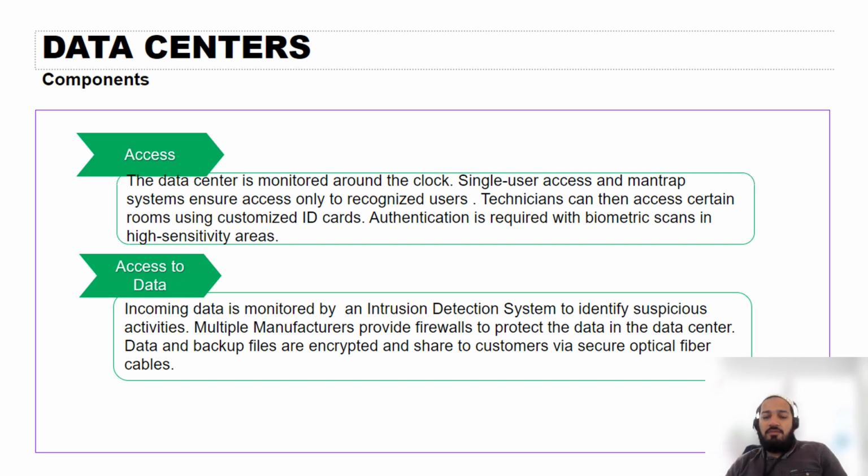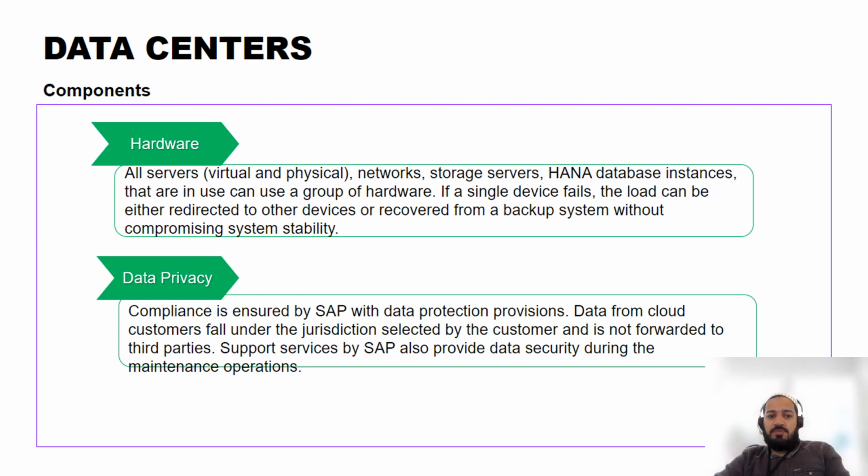There are firewalls to protect the data in data centers, and backup files are created with encryption and transferred to and fro over secure optic fiber. For hardware, the network storage and the HANA database interfaces that are used can be grouped, so if a single device fails, the load can be redirected to other devices or backup systems can be brought up. So it provides a robust system.